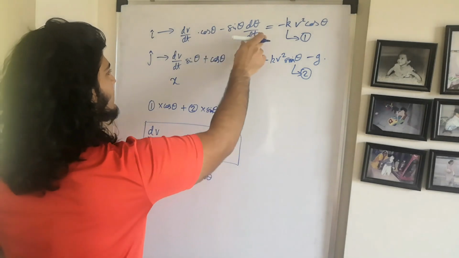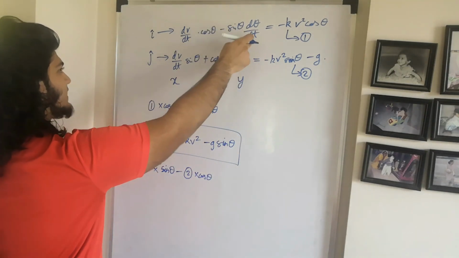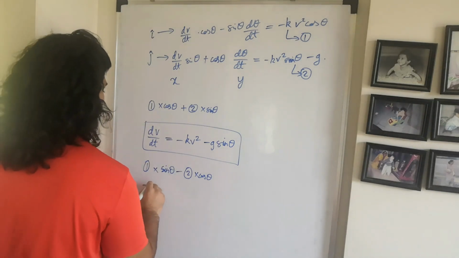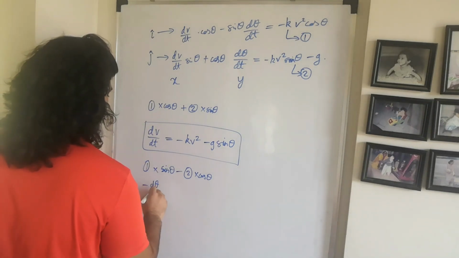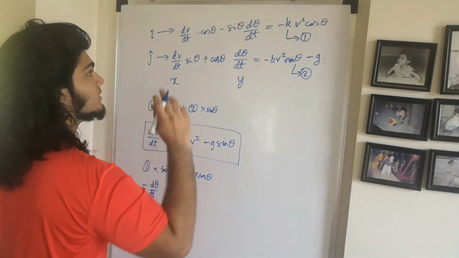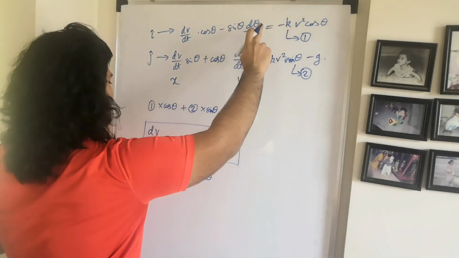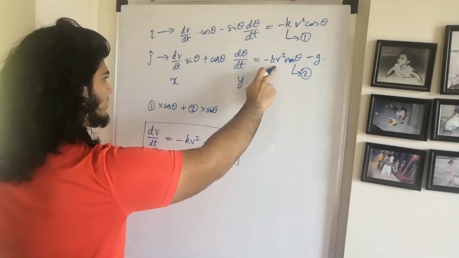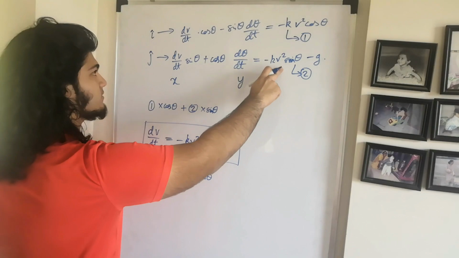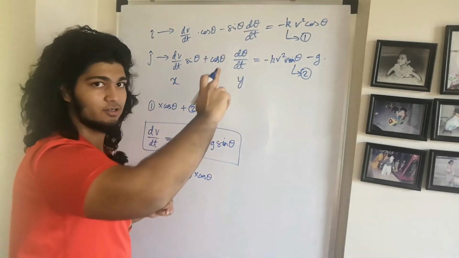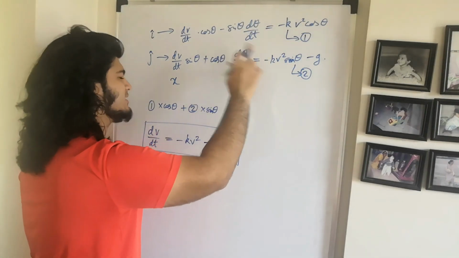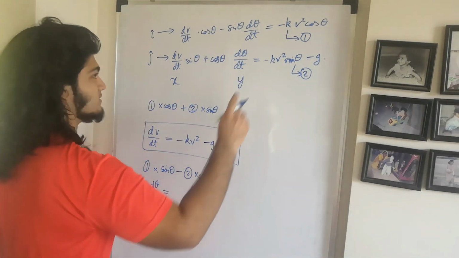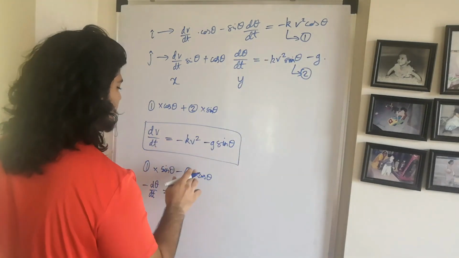So you can take minus d theta by dt common, and then you will have sin square plus cos square, which is 1. So this will be minus d theta by dt, and over here you will have minus kv square sin theta cos theta, and plus kv square sin theta cos theta, and they will cancel out, and we can just look at this part, which will be g cos theta.